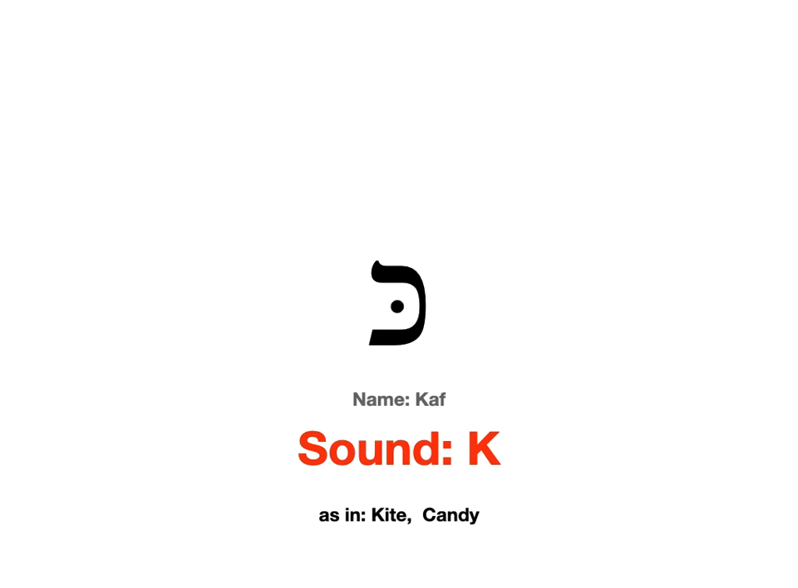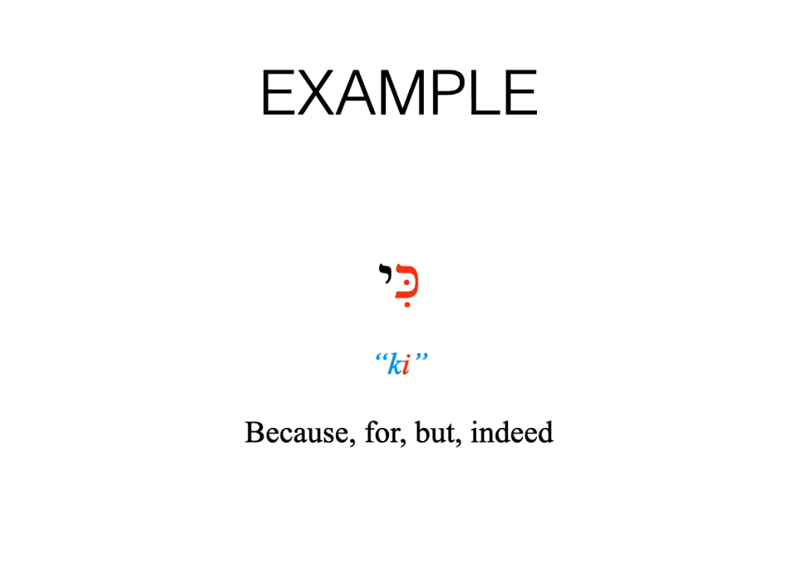The next is kaf, K. The name is kaf, and the sound is K, like kite or candy. Here's an example, key. You already know the E sound. We have the yod and it has a dot in front, and therefore the sound is key. Remember that yod is not a consonant, it is not ki, because it has the dot in front, it is no vowel underneath.